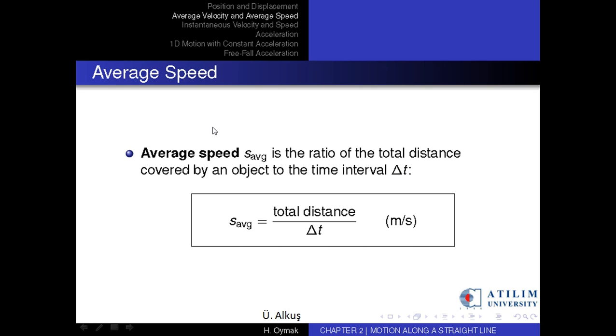Another important quantity is the average speed, and it is defined as the ratio of the total distance covered by an object to the time interval delta t. You see, it is also in meters per second. Note that since the total distance is always a positive quantity, so is the average speed. In other words, s average does not have direction, so that it is not a vector quantity.